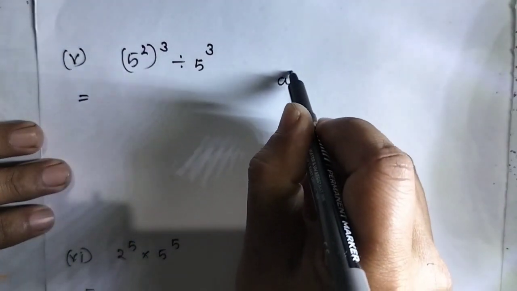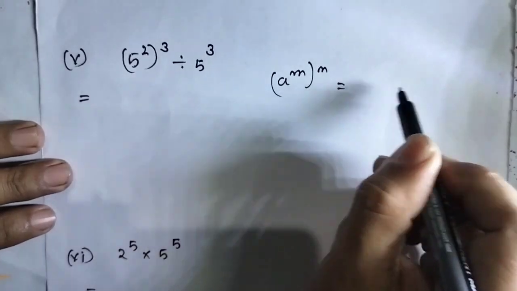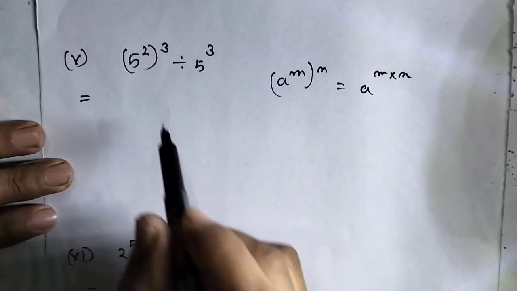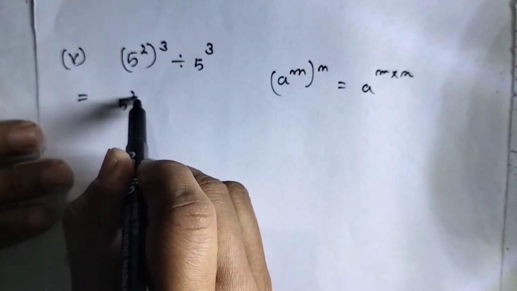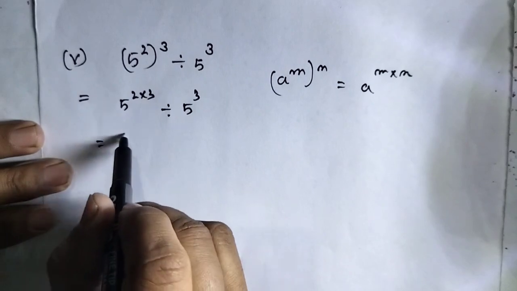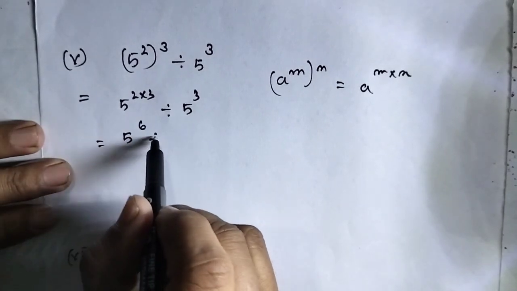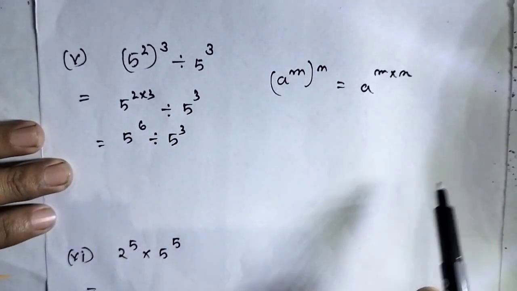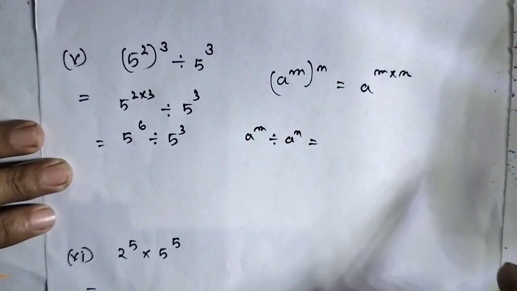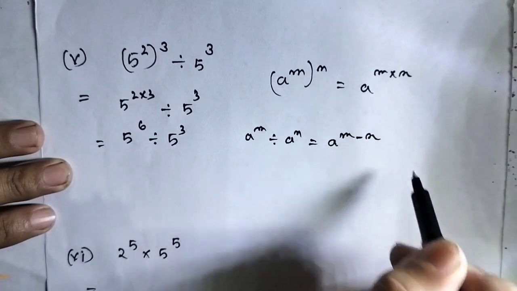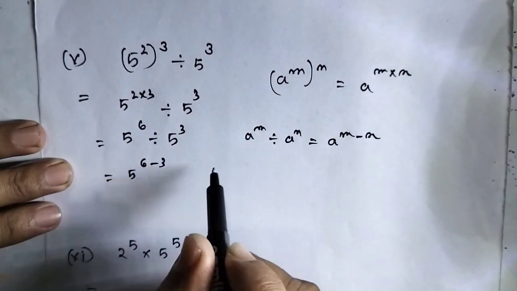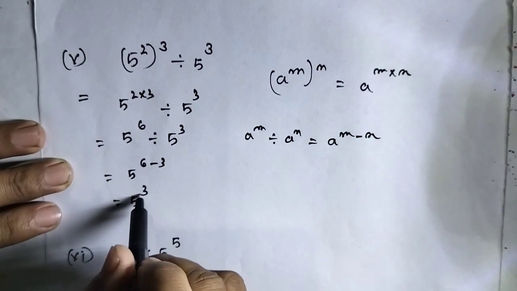Next question is 5 square to the power whole cube divided by 5 to the power 3. We know that a to the power m whole to the power n is a to the power m into n. Here 5 to the power 2 into 3 divided by 5 to the power 3 is equal to 5 to the power 6 divided by 5 to the power 3. Then a to the power m divided by a to the power n is equal to a to the power m minus n. The answer will be 5 to the power 6 minus 3, which is equal to 5 to the power 3.